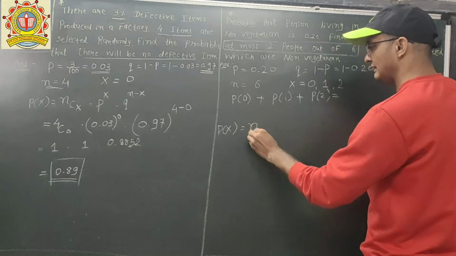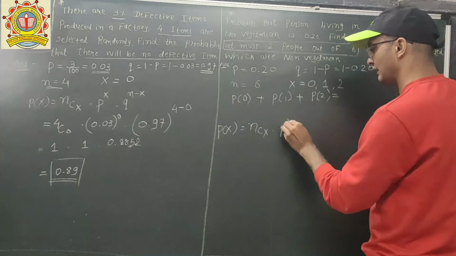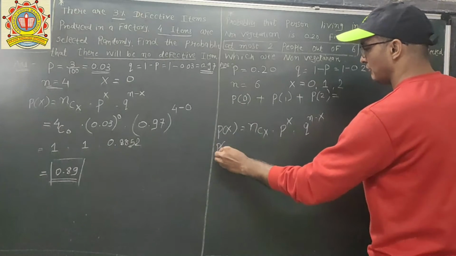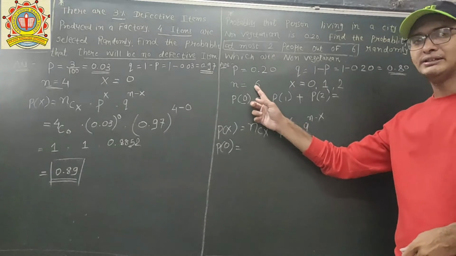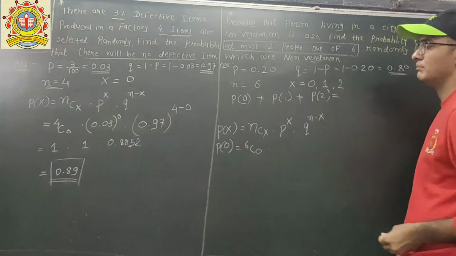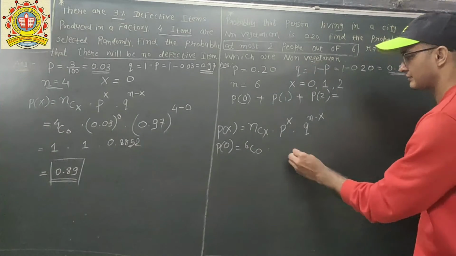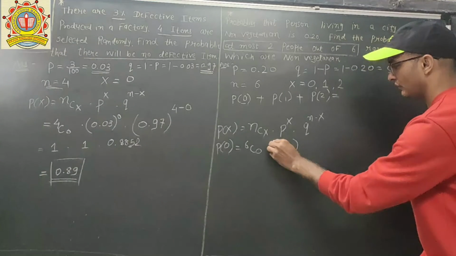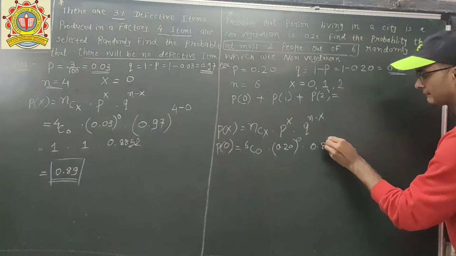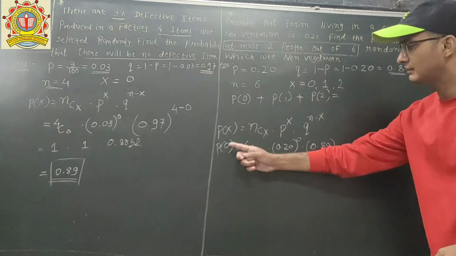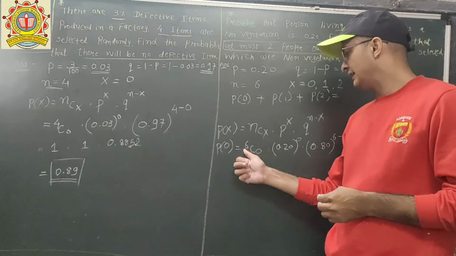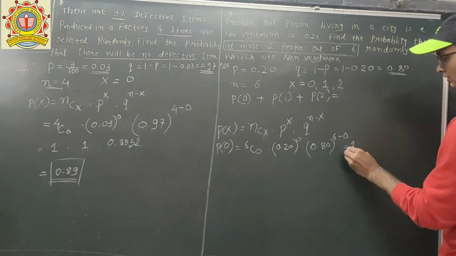First, I am going to start with P of x, that is nCx into P raised to x into Q raised to n minus x. First of all, instead of x, I am putting 0. The value of n is 6, x is 0: 6C0, multiplied by P raised to x, that is 0.20 raised to x, the value of x being 0, multiplied by Q, 0.80, raised to n minus x, 6 minus 0. Got it? Now 6C0 comes to 1.